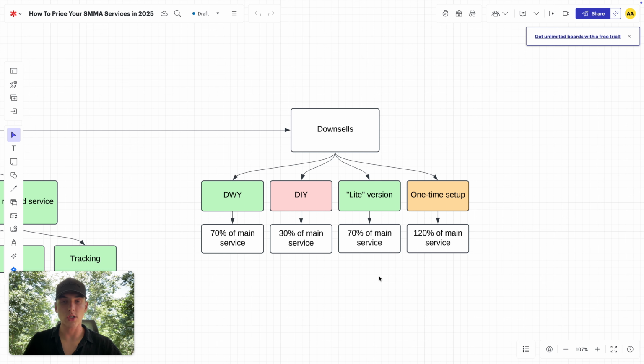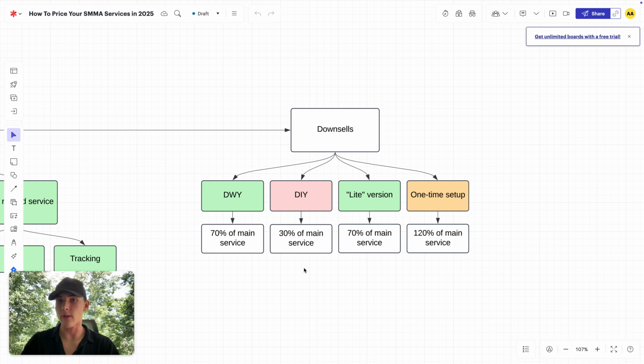You can still charge a considerable amount for these services, usually 70% of the price of your main service, and they are much more likely to actually later on upgrade to your done for you service because you will generate them amazing results, because you actually have some accountability in these versions where you are kind of responsible for the results. So you still have to put in the effort, you have to generate them results, and once they are ready, they will upgrade to your done for you service.